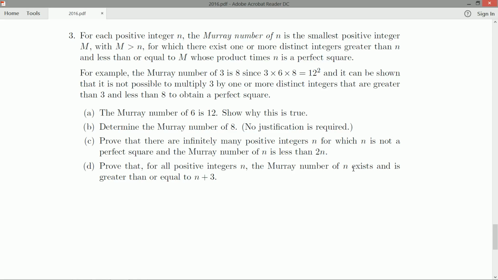So there's two parts to this. We need to show that Murray numbers exist, and another side thing, that no number smaller than n plus 2 can be the Murray number of n. Okay, and then you can tackle it two different ways.